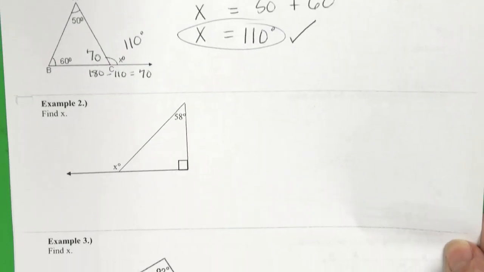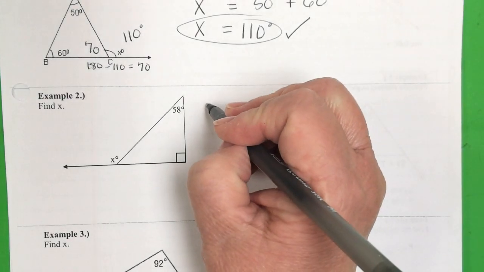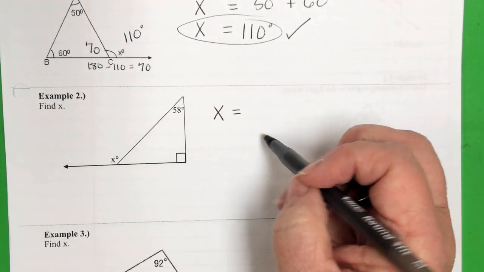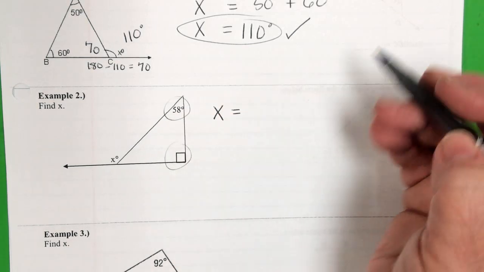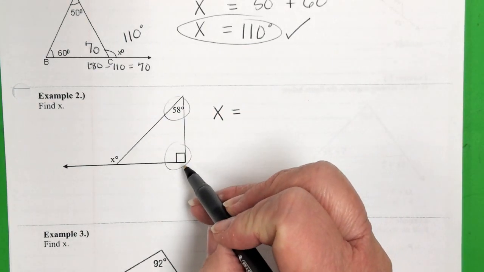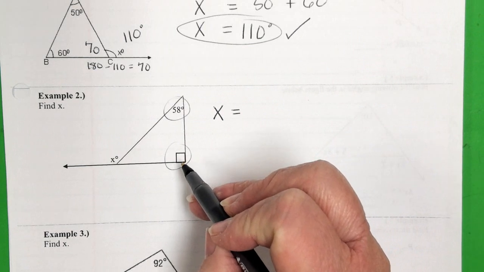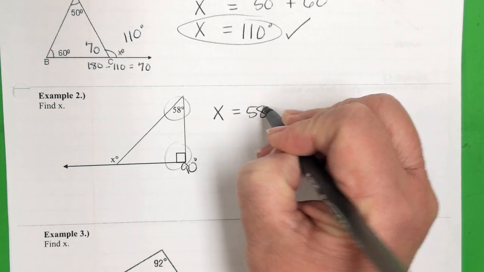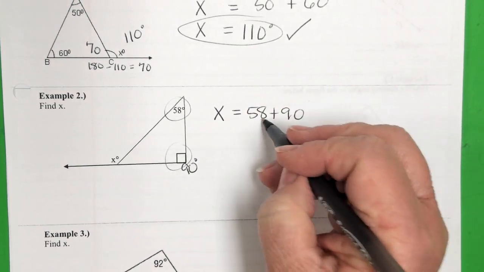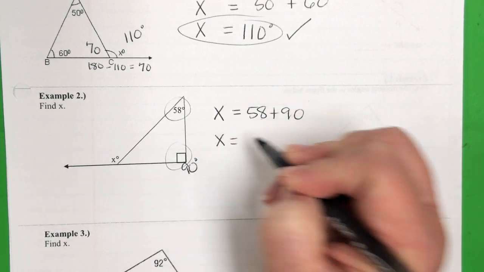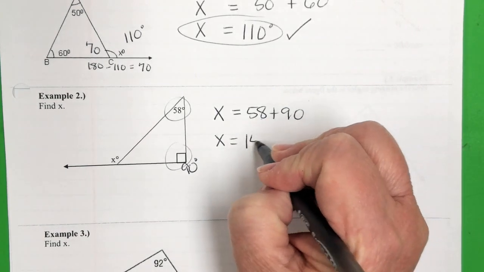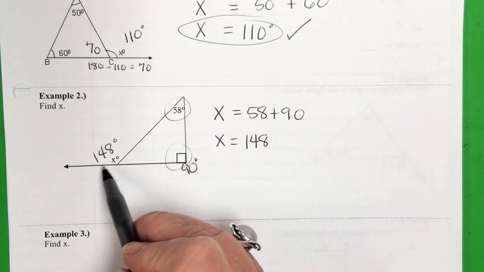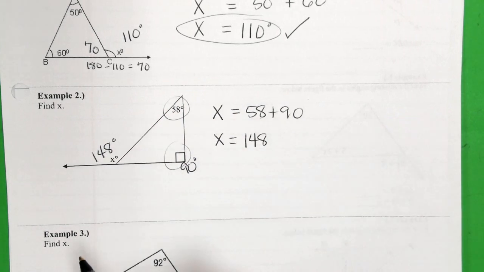On example 2, again, the exterior angle x equals the two remote interior angles, 58, and you've got to remember what that box means. It says, hey, I'm 90 degrees. So 58 plus 90, all we have to do is add these two. And 58 plus 90 is 148. Well, 148 is an obtuse angle, so it looks like it's going to work.